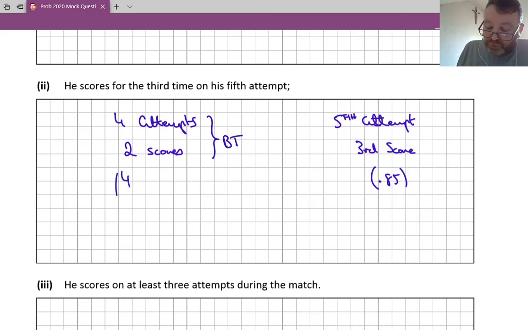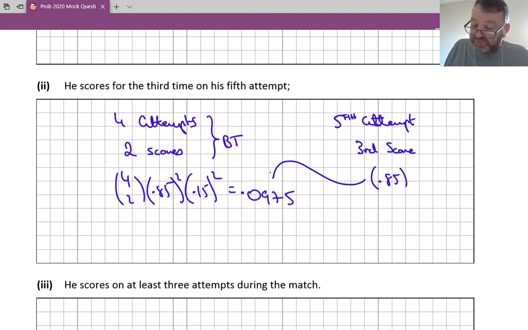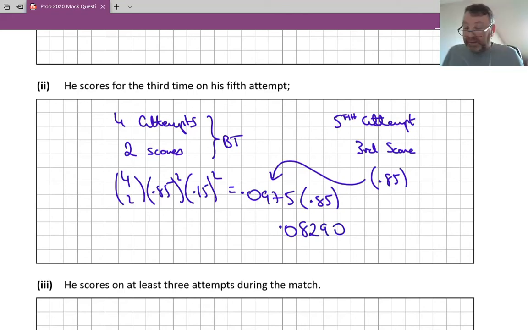So both of these are a Bernoulli trial again, as in the previous question. So now we've got 4C2, probability of success 0.85 to the power of 2, probability of failure 0.15 to the power of 2, and when I work those out, I get 0.0975. But that's only the probability of two scores out of the first four. We then have to remember that the fifth attempt is guaranteed to be a success. So we now have to multiply that by 0.85. And when I multiply both of those together, I get 0.08290. And that is the probability that he scores for the third time on his fifth attempt.